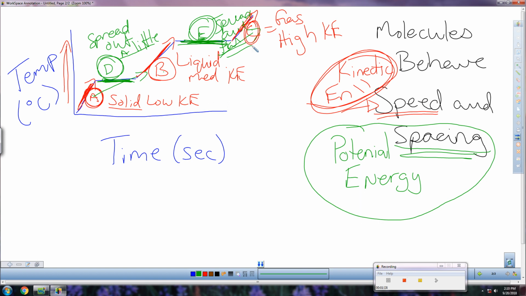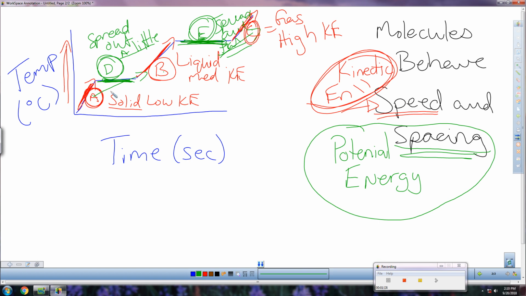As you take a look at 14.1, that's really what it's all about. How do we have molecules behaving? Are they moving faster or slower? Are they spacing further apart or closer together? You should be able to read this. You should be able to tell me where kinetic energy is increasing, where potential energy is increasing, what we know about the phases, and what we know about the actual states of matter.